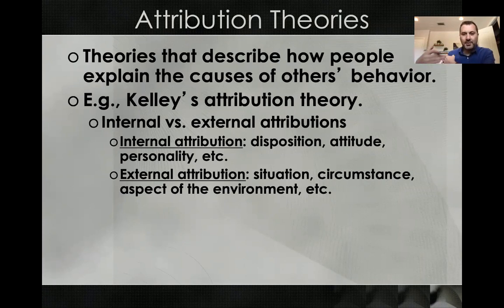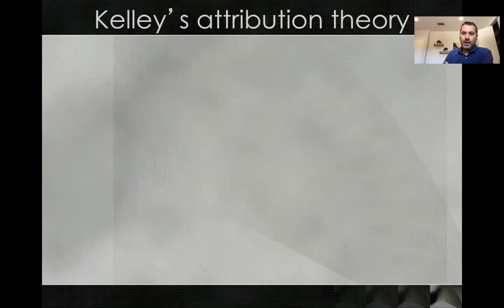So let me walk you through the basics of Kelly's attribution theory. Keep in mind that this attribution theory is a description of how we come up with internal and external attributions. But as we're going to see, we tend to do this naturally. You'll see what I mean as I walk through this, that this is sort of common sense in a way. And Kelly is just describing the logic behind how we came up with that common sense attribution.